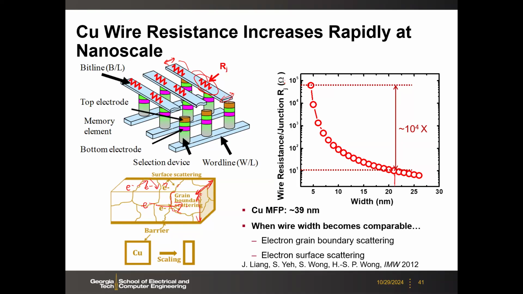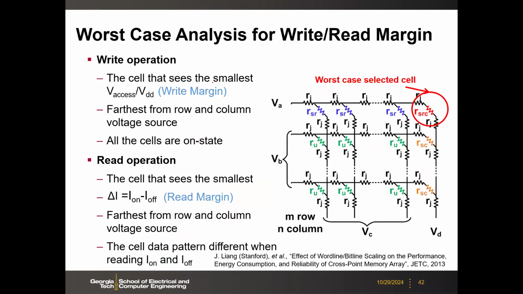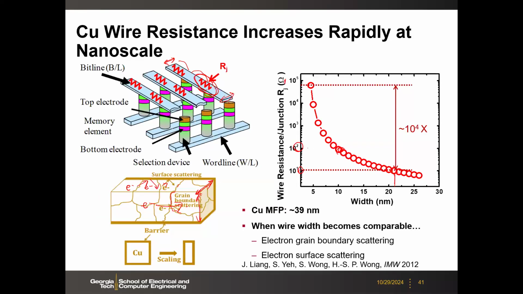So here, this is ohm. At 20 nanometer, it's probably like 10 ohm per segment. But if it's 10 nanometer, it will be hundreds of ohms per segment. That is very large. Why is that? Because here, the R1, for example, is typically, let's say, 5 kilo ohm.